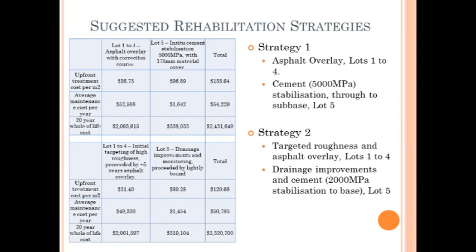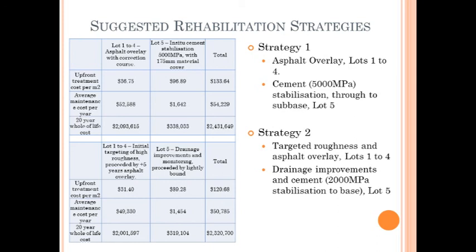So here we've got a bit of a summary of the two selected rehabilitation strategies for the site based on the review we've conducted for the various treatment options. So for the first strategy, we've got an asphalt overlay treating the roughness for lots 1 to 4, and this is followed by a cement stabilised option to treat the pavement distress of lot 5.